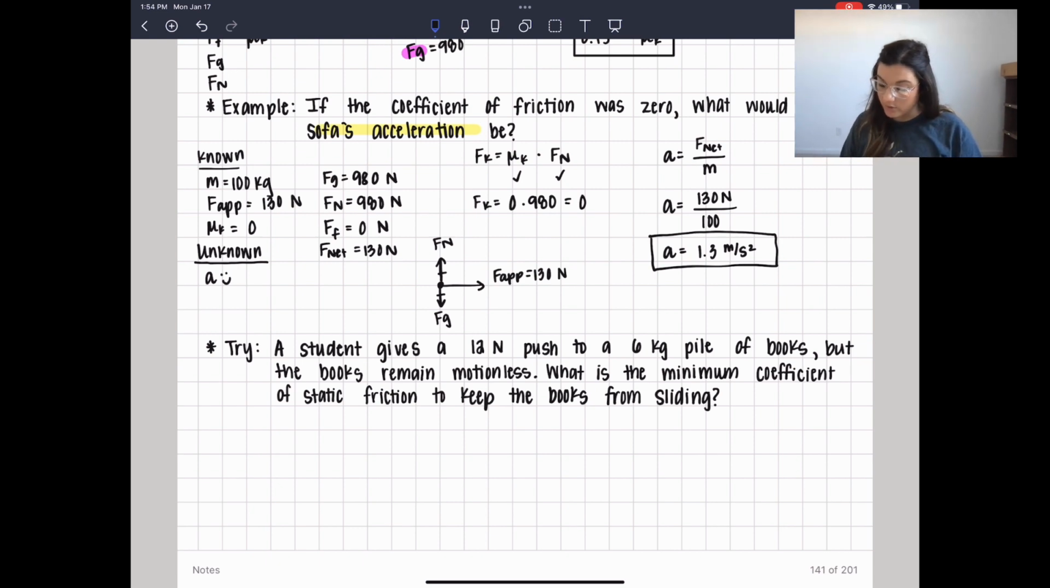A student gives a 12 Newton push to a 6 kilogram pile of books. It's a big pile of books. But the books remain motionless. Makes sense. What is the minimum coefficient of static friction to keep the books from sliding? So I am solving for a coefficient of friction. Coefficient of static friction, to be sure.